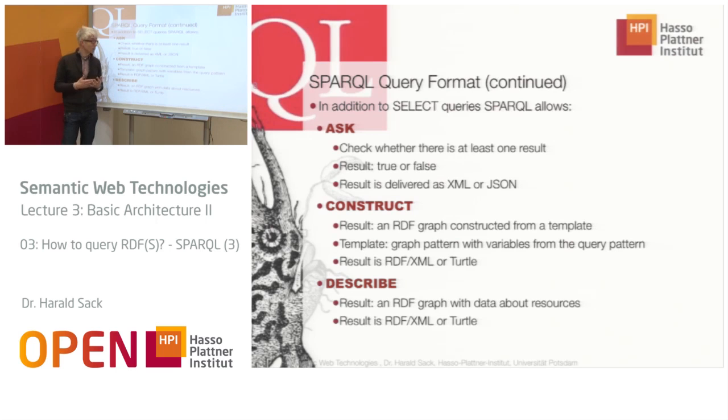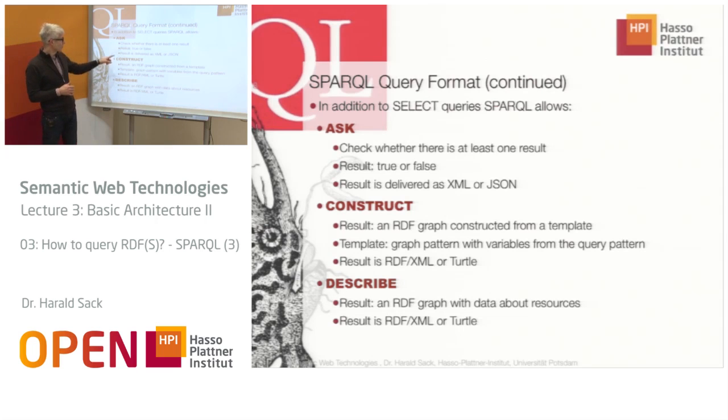You do this, for example, if you don't need the content of the result, and if you only need the information whether there is a result or no result, and then it's much faster. The result will be delivered here as XML or also as JSON. So you also have the possibility at the SPARQL endpoint to say that the result should be passed as a JSON file.